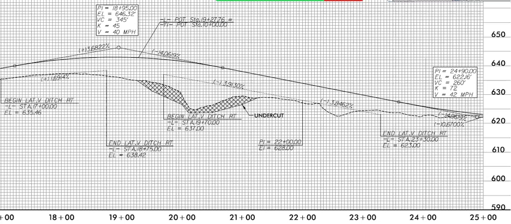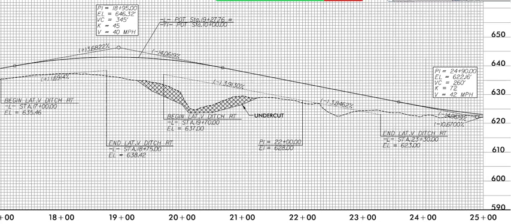Problem, we're asked to find the station elevation of the high point for the curve with a PVI at station 18 plus 95. So that's what we see on this set of design plans here. We're looking at the vertical alignment. On the x-axis, we see the stationing. On the y-axis, we see the elevation.